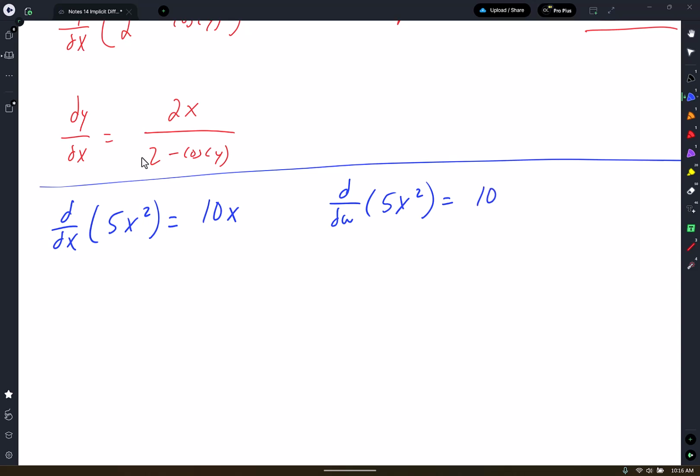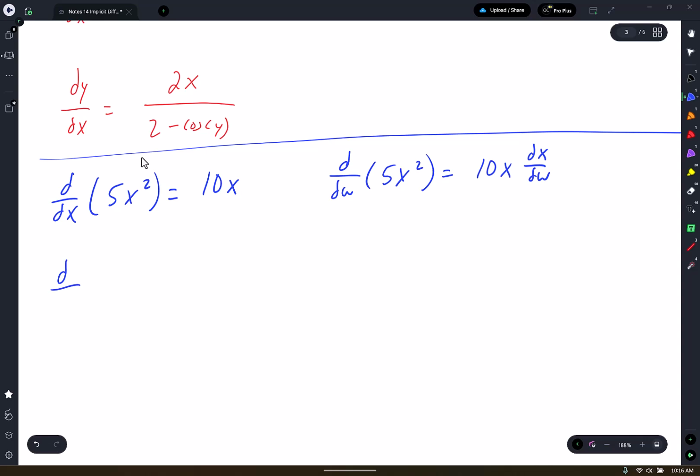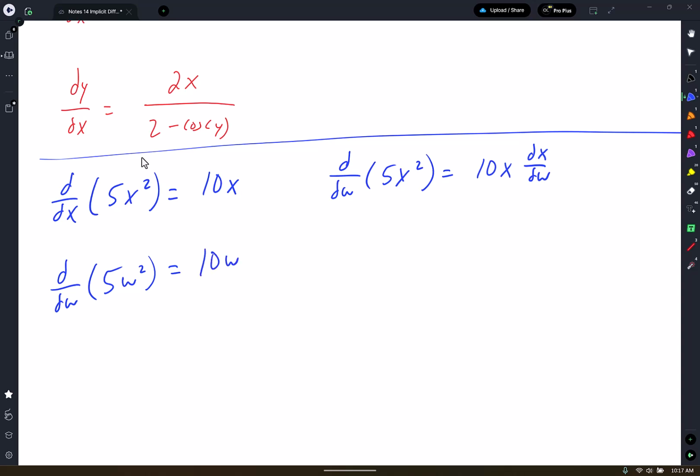10x, but is it a w? So then I write dx dw. All right, let's do another one. d/dw of 5w squared. 10w. That's it, because it's with respect to w.